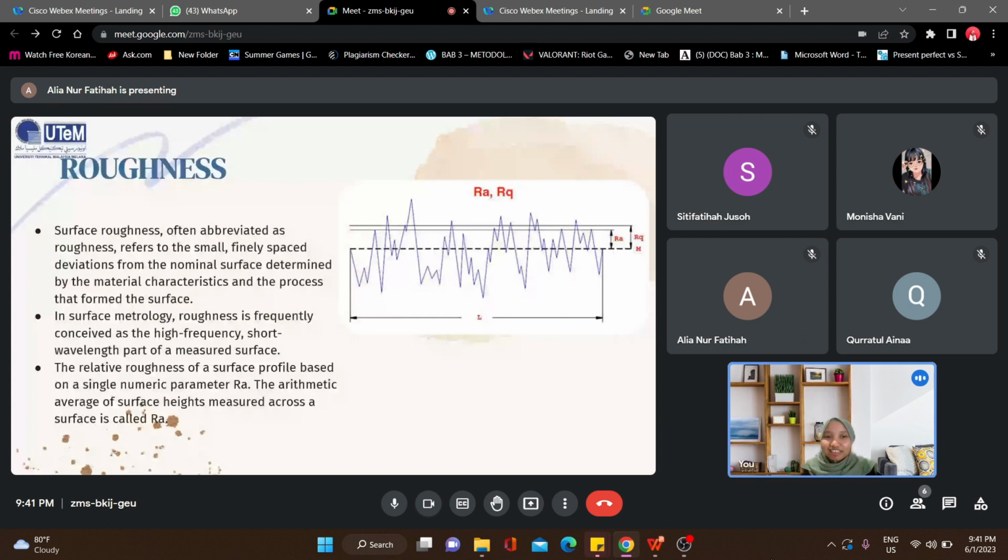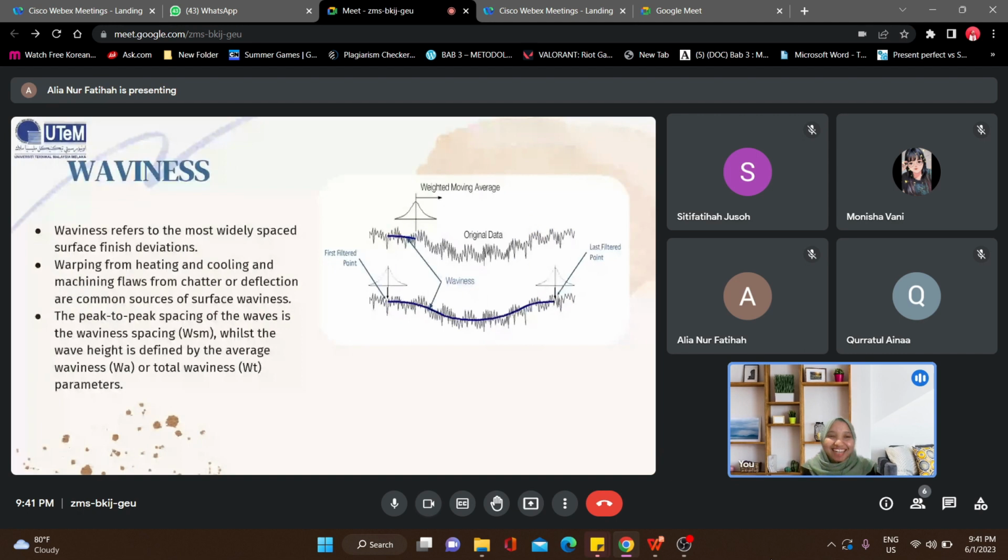Next, roughness. From the picture you can see this is the waviness graph.